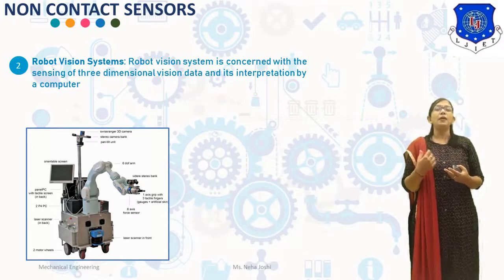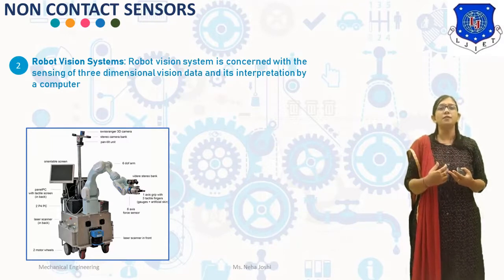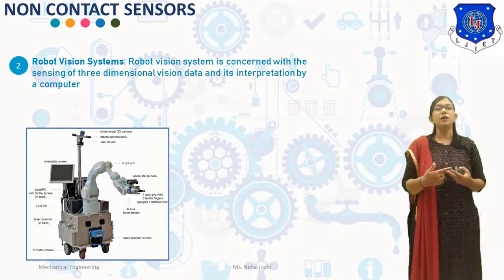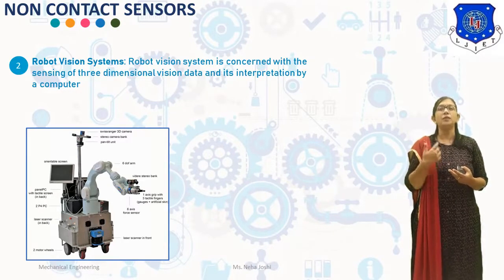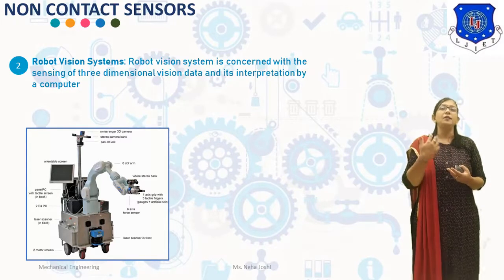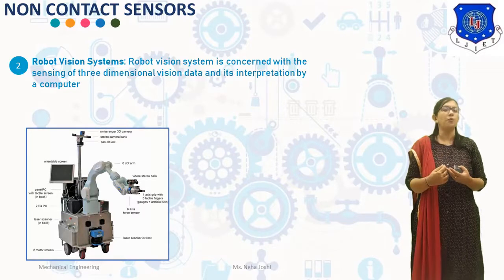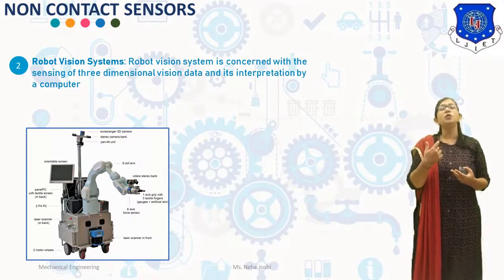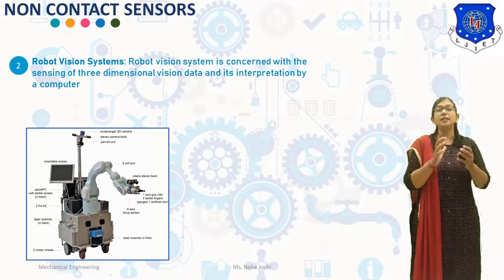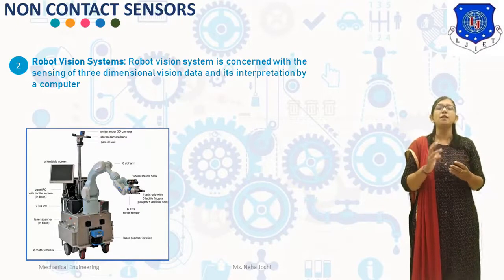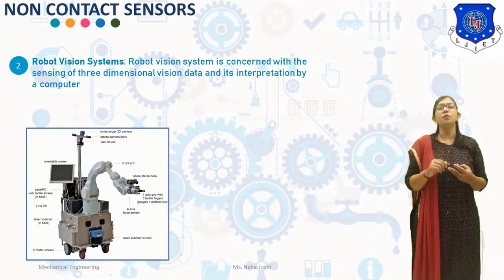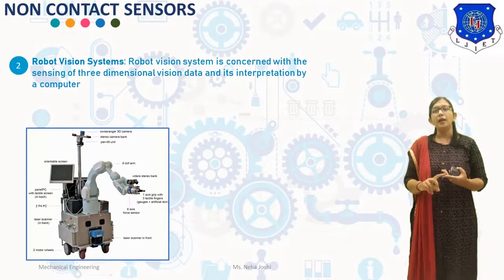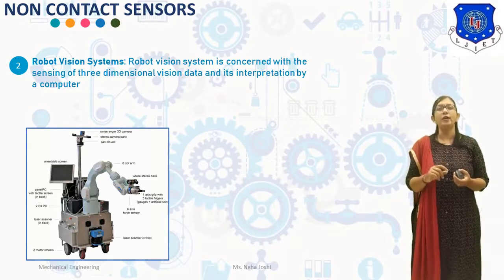Now, the application of the robot vision system is divided into three parts. First function is sensing and digitizing the image data. In this process, the visual image taken by the camera is typically digitized and stored in the computer memory. The next one is image processing and analysis. The digitized image is subjected to image processing and analysis. And the last function is the application. The applications of the robot vision system include inspection, part identification, location and orientation. So this is a robot vision system.